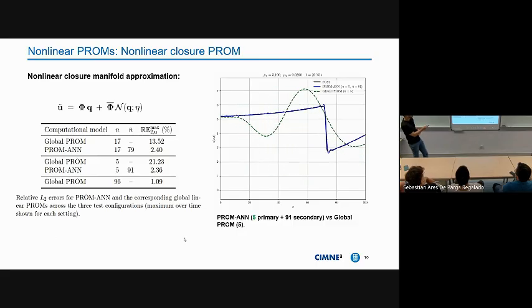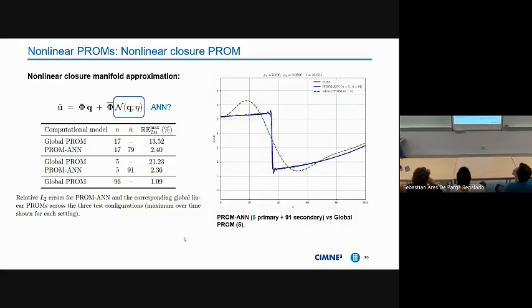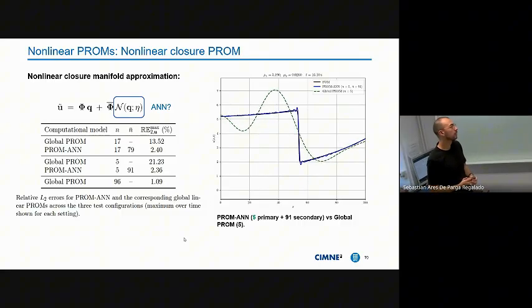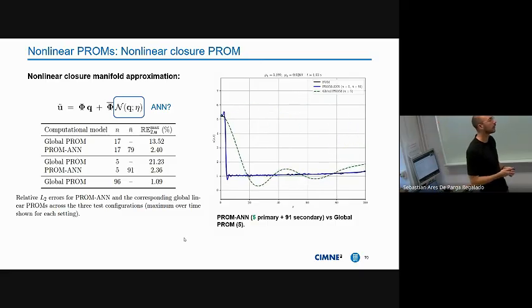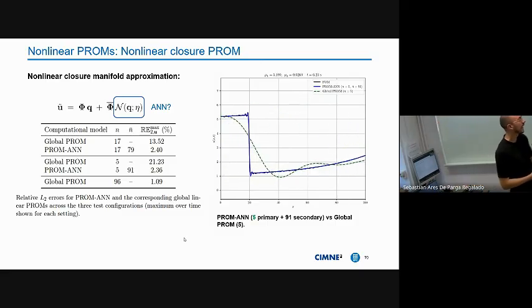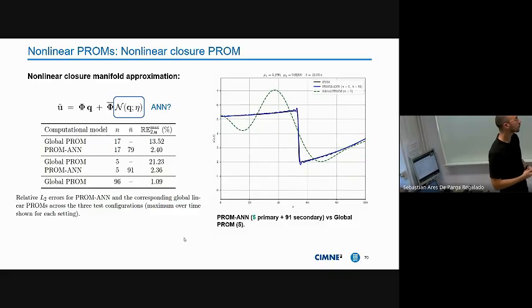By reducing it even further, I reduce it to 5 and 91 secondary modes, and we still have very good relative error. So the question here that arises is: is the ANN the only and the best nonlinear approximation that we can do? Is there something that can do better than automatic differentiation for the derivative? Is the ANN interpretable enough for us to use it?